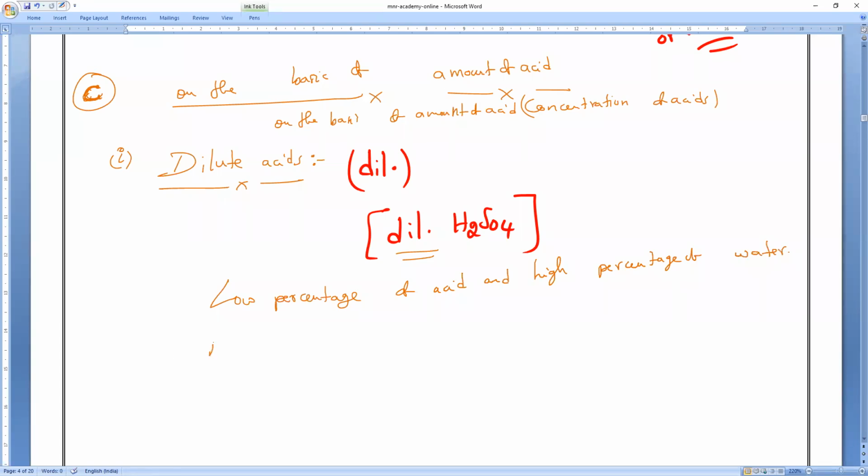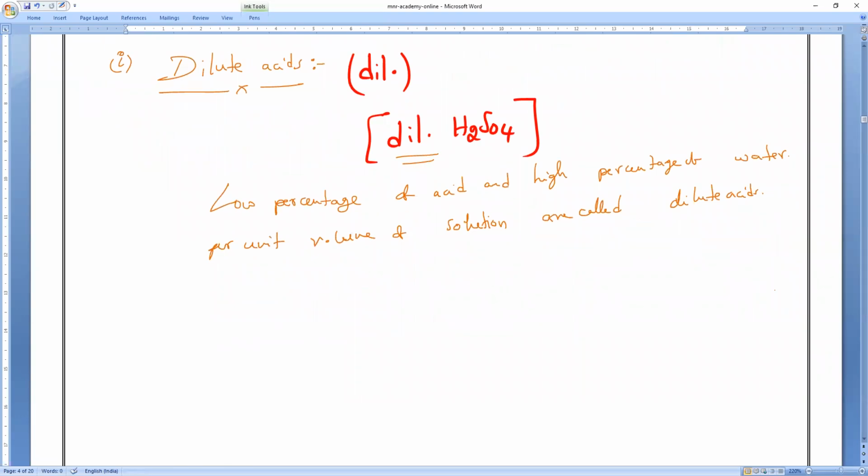So a high percentage of water per unit volume of solution. What does solution mean? Dissolved in water, what do we call it? Aqueous solution. These are called dilute acids. Okay, be very clear with the basics, because if you are not clear with the basic concepts, later this chapter will be full of equations. More and more equations will come, so we have to be very clear with the concepts. Okay, unit volume, that is what we call dilute acids.